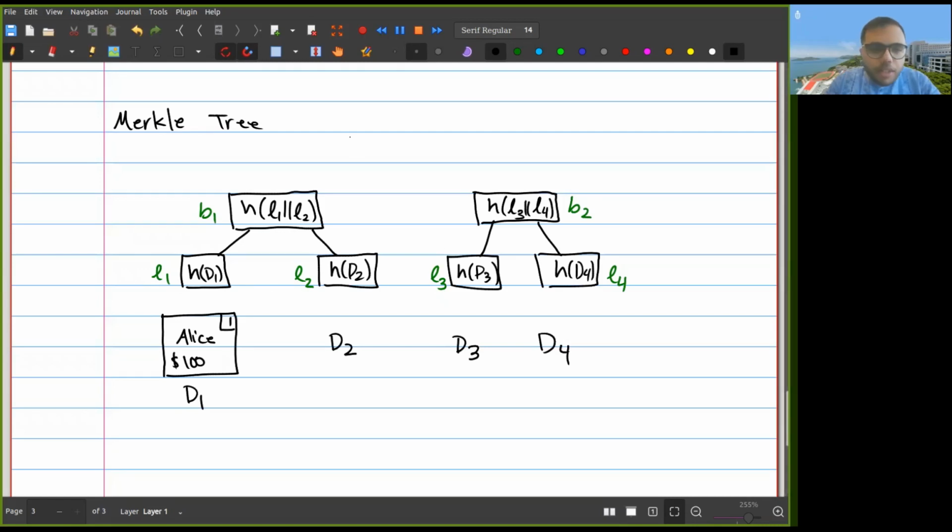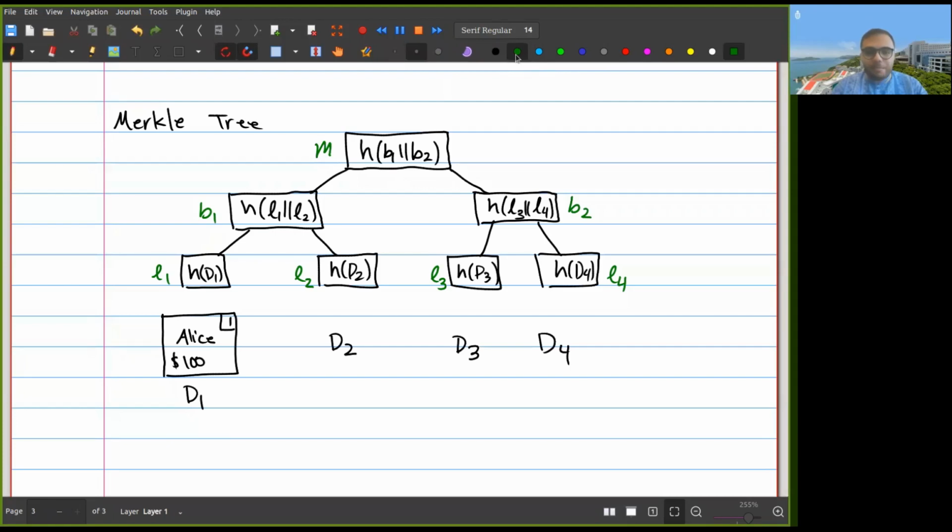And finally, I will have a root, and this root has these two children. Here I just save the hash of B1 and B2. Let me call my root M, because that's the message that I'm going to send from Hong Kong to Shanghai. So this is the tree that I'm making.